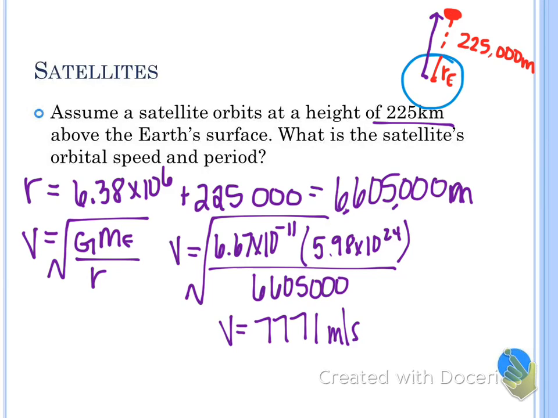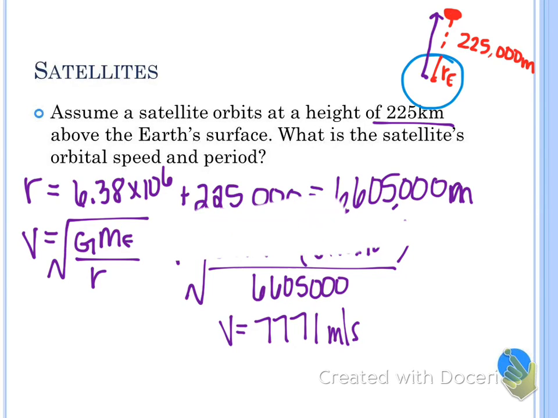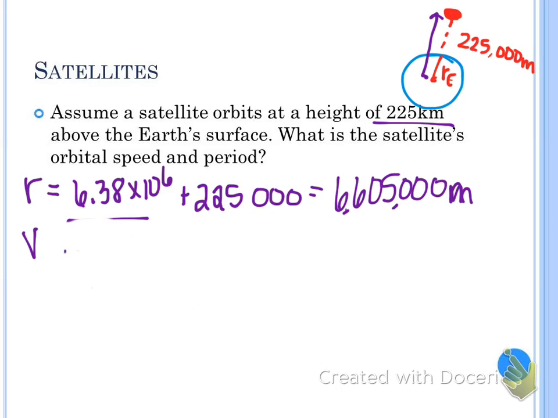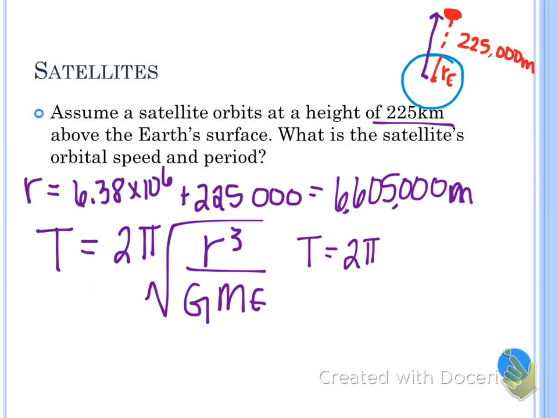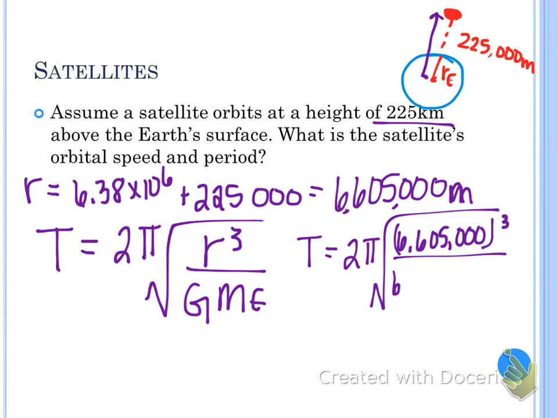Now it asks for the period of this object, so I'm going to get rid of this math for velocity, and we're going to solve for period, which is a capital T. Our equation for the period of a satellite is T equals 2 pi times the square root of R cubed over G times the mass of the Earth. I'm going to take 2 pi square root of radius cubed, cubing that whole term, over 6.67 times 10 to the negative 11th times the mass of the Earth.